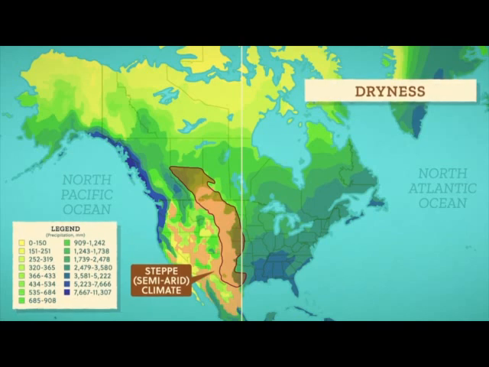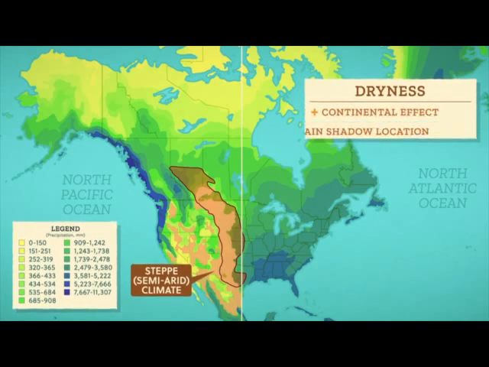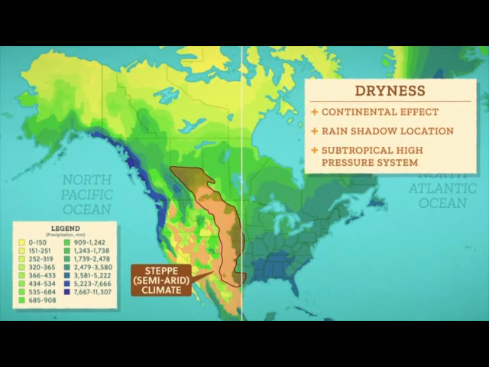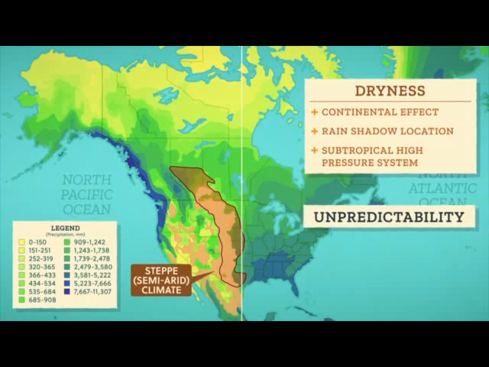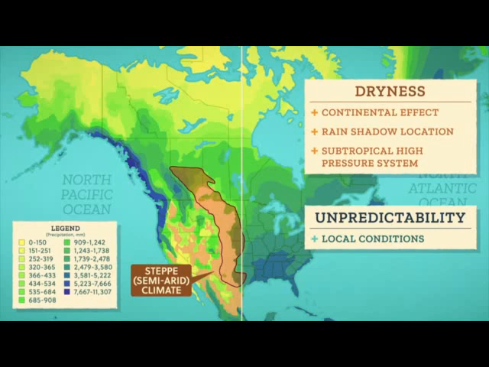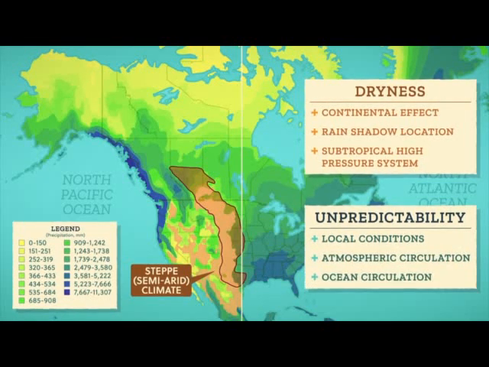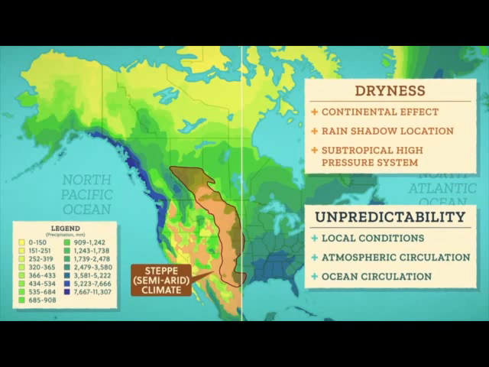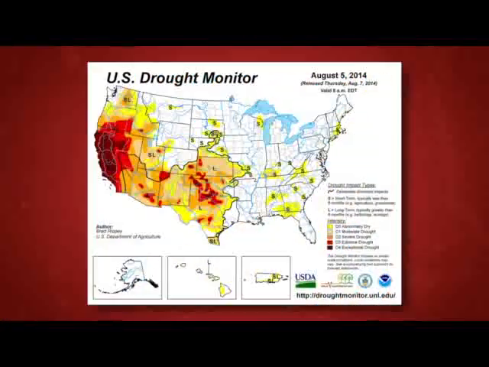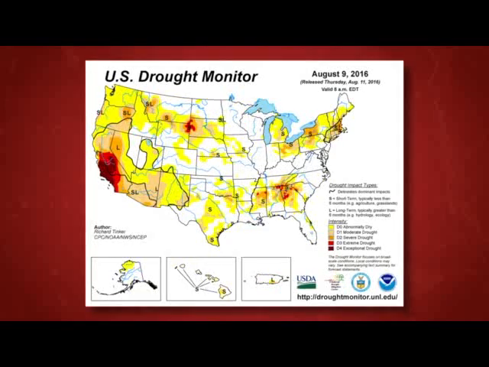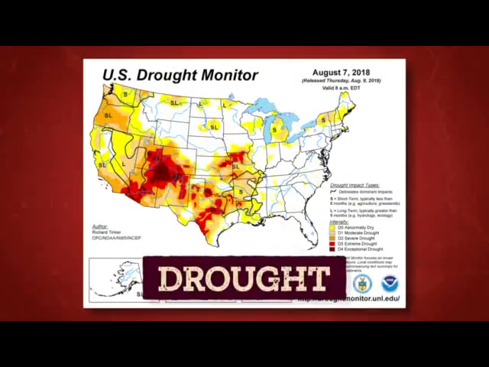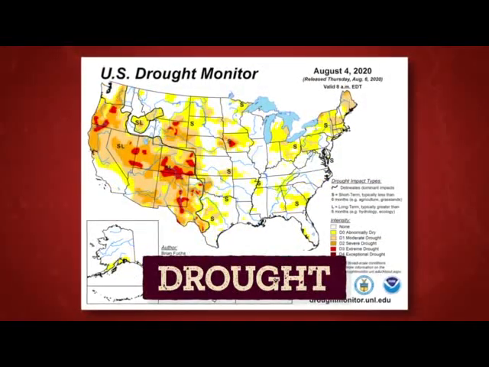The dryness can be linked to some combination of the continental effect, the rain shadow location, and subtropical high-pressure systems in the atmosphere. The unpredictability comes from local conditions and the constantly flowing atmospheric and ocean circulation. So basically, rainfall amounts can change dramatically from one year or season or month to the next. A year with lots of rain could be followed by several years of below average precipitation. So drought can be a major recurring problem for people, animals, and plants.